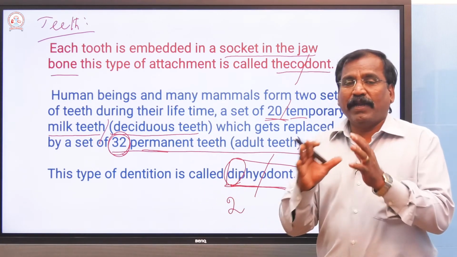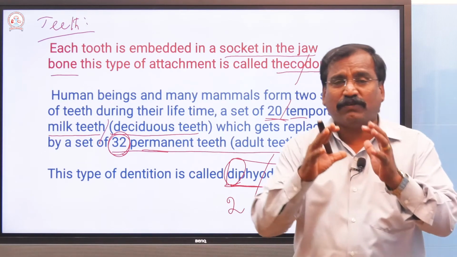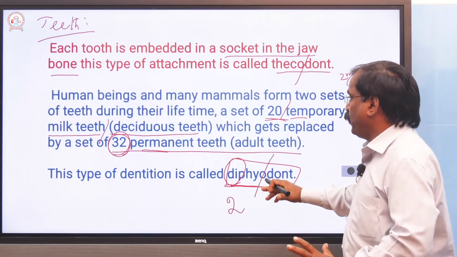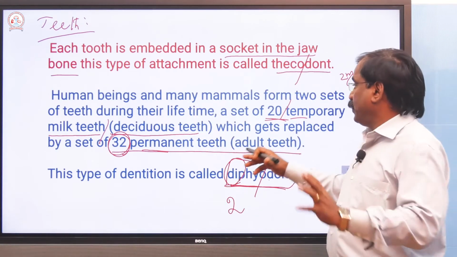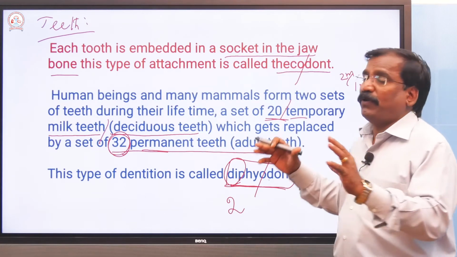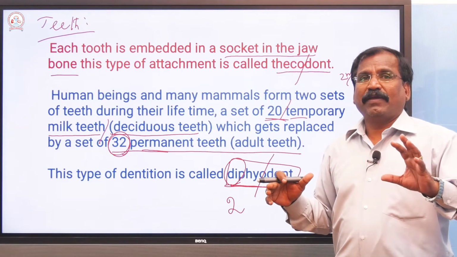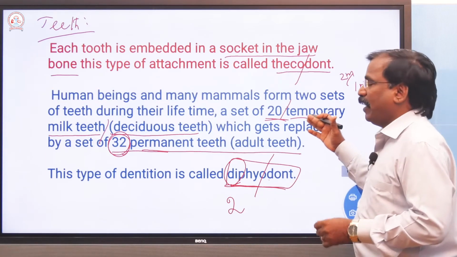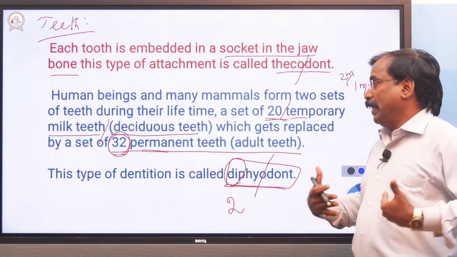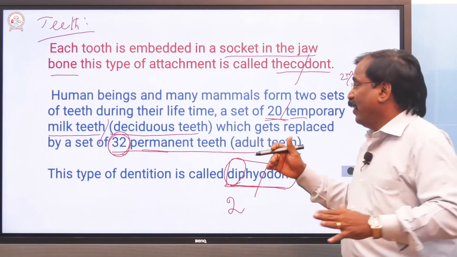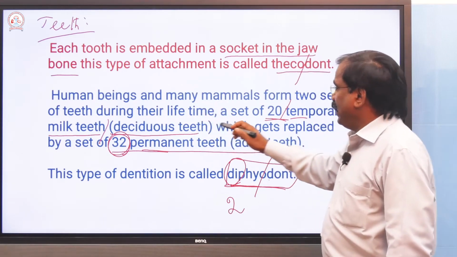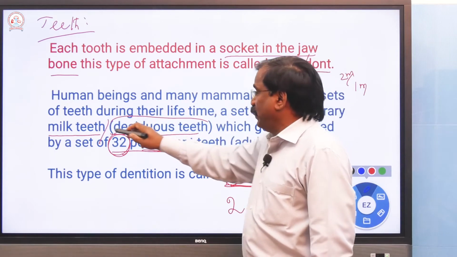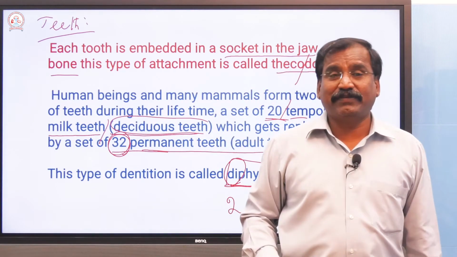So in our lifetime we possess 2 sets of teeth, diphyodont. Okay, now I hope you all understood. Temporary milk teeth are 20. Now we have adult teeth; if these are shed, they will not grow again. So why are the temporary teeth or milk teeth called deciduous teeth?